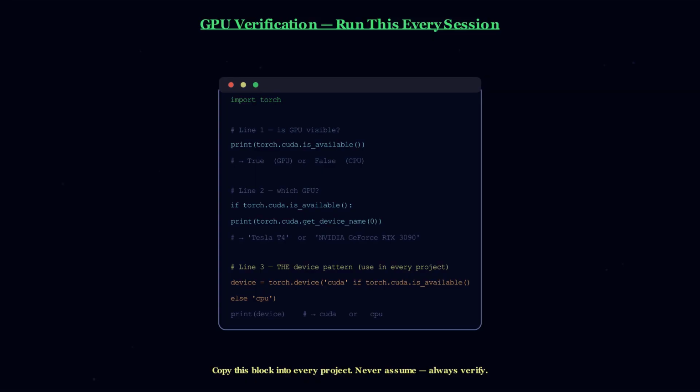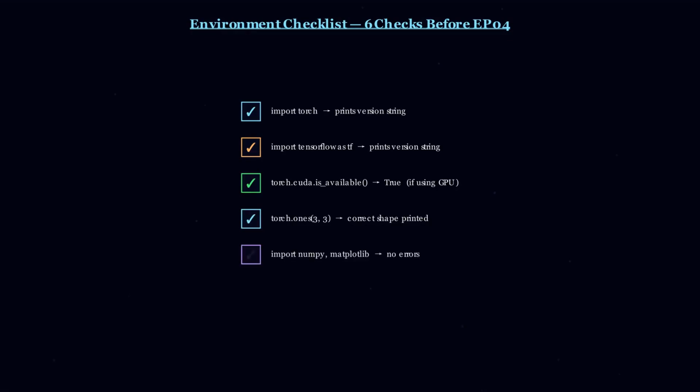You will see this device pattern in every single future episode. It is not boilerplate to skip. It is the correct way to write portable deep learning code. Before you move to episode 4, run through this checklist. Every item on it protects you from a confusing error later.